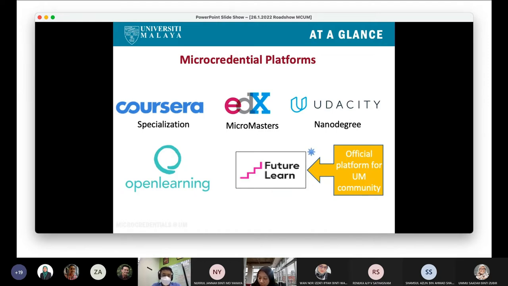Other public universities in Malaysia, some of them are using Open Learning, but there are also other microcredential platforms like Coursera, EDX, and Udacity, which have different names for their microcredentials. Coursera calls them specializations, EDX calls them MicroMasters, Udacity calls them Nanodegrees, but since 2016 we have been working with FutureLearn, and this is our official platform that we are offering our courses on.